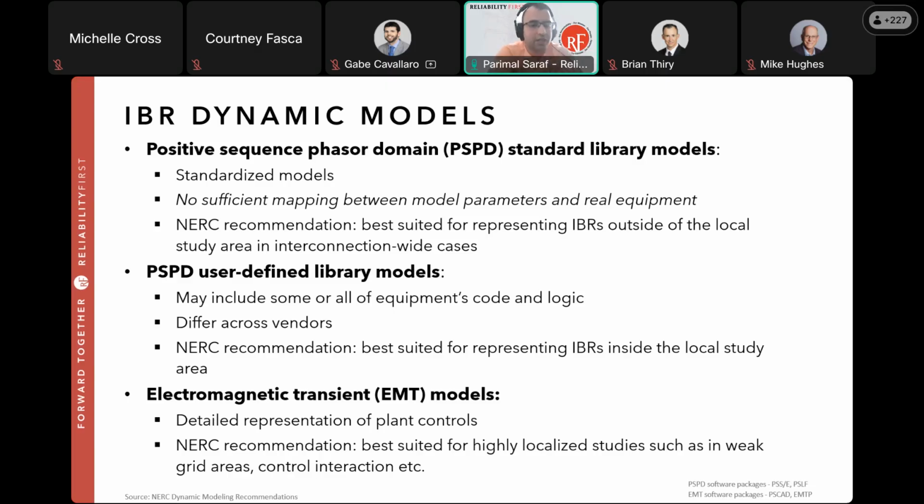And the third category is the electromagnetic transient models. These are the most detailed models. They pretty much replicate exact phenomena that happen in the field. And the NERC recommendation is that they are best suited for highly localized studies, such as if there's a weak portion of the system that needs more in-depth analysis, or if there's a portion of the system that has a very high IBR penetration, where certain phenomena like control interactions between these IBRs are possible. In those scenarios, EMT models are more suitable and provide a more exact, detailed, or more granular response and results. Next slide, please.